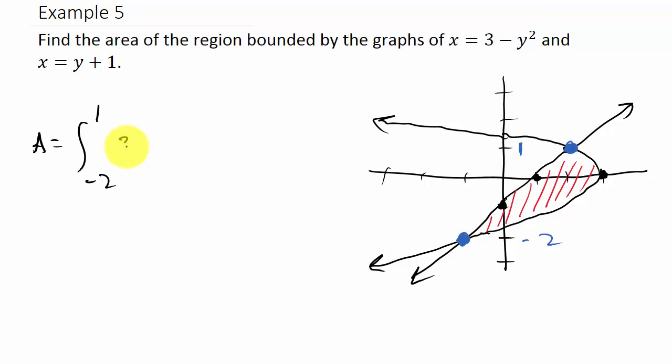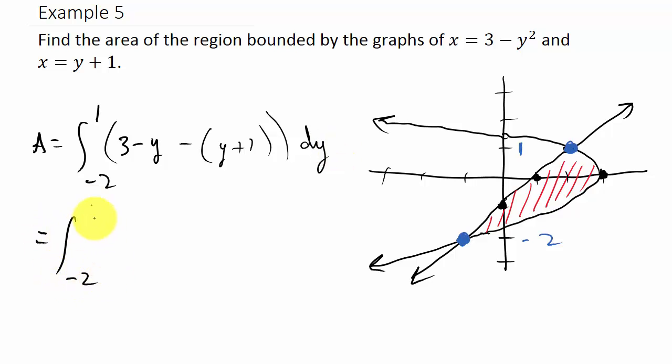So it's going to be the 3 minus y squared, minus this one, y plus 1, and this is with respect to y, from negative 2 to 1. Well, let's just clean this up a little bit. Oh, I'm sorry, that's not 3 minus y, that's 3 minus y squared. I left the 2 off. So that's going to be negative y squared minus y plus 2, and I'm integrating with respect to y.